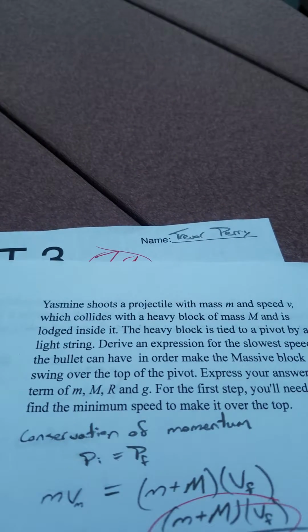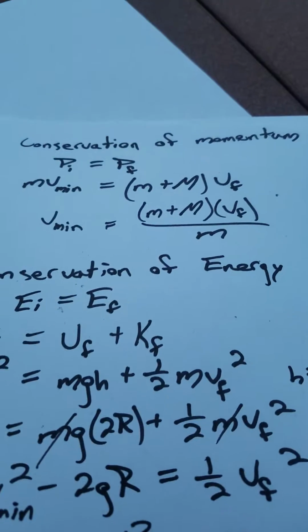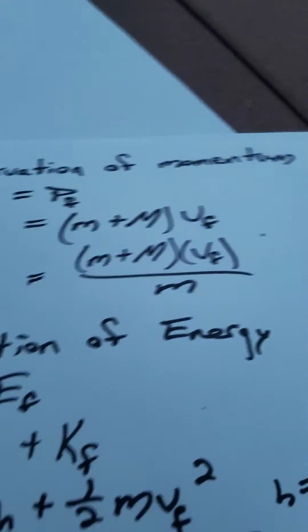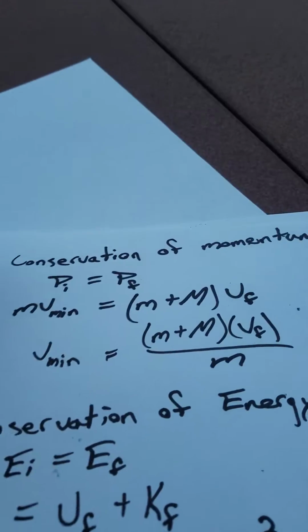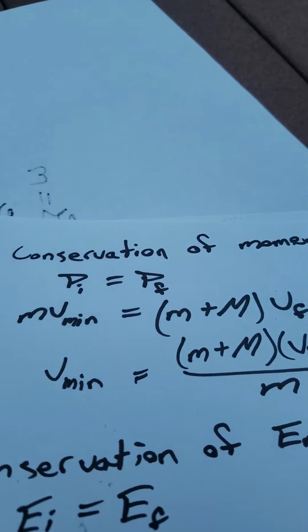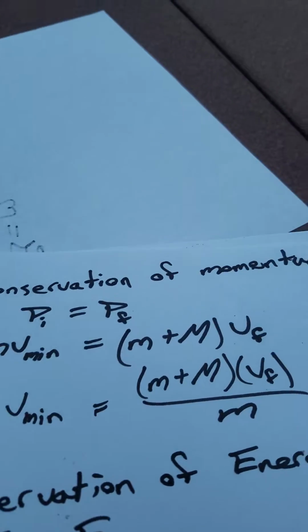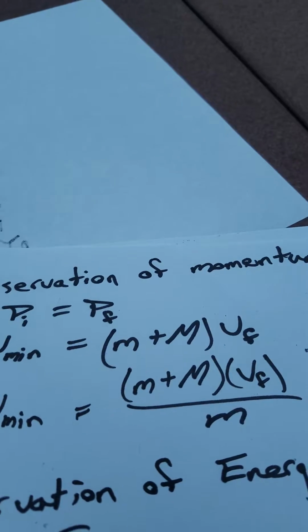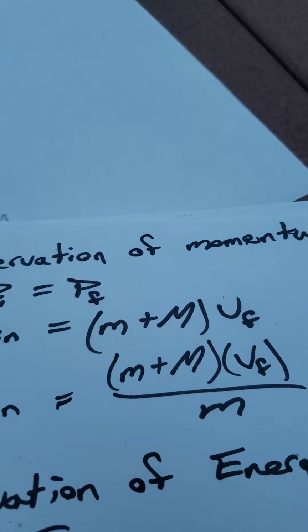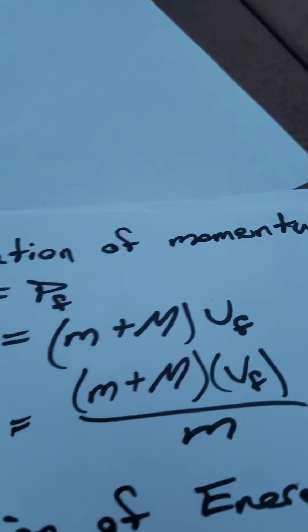For the first step, you'll need to find the minimum speed to make it over the top. So for this problem, we need to use conservation of momentum and conservation of energy. So I used initial momentum equals final momentum, so I get m v min equals lowercase m plus capital M times v final. So v min equals lowercase m plus capital M times vf all over m.